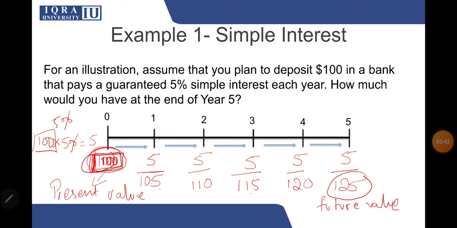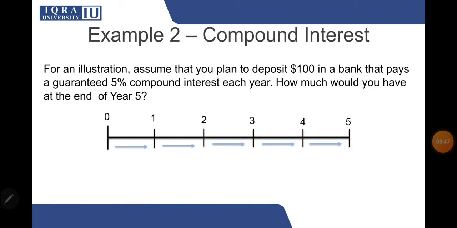So it's going to be the same question. Now for an illustration, assume that you plan to deposit 100 in a bank that pays a guaranteed 5%, but now compound interest each year. How much would you have at the end of year 5? Now again, deposit 100. And you want to find out how much will you have at the end of 5 years. So what is the future value?